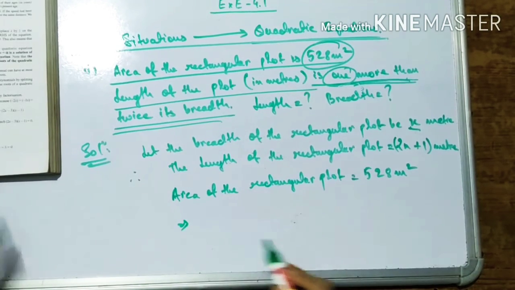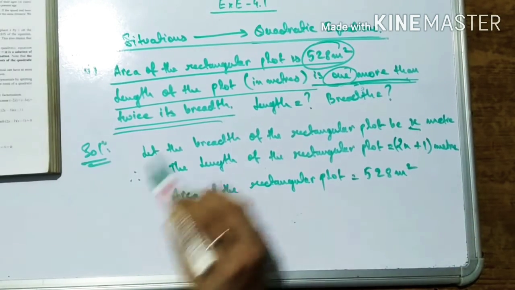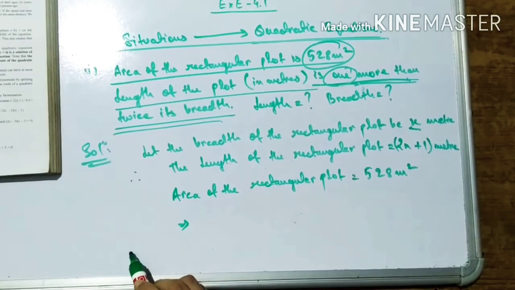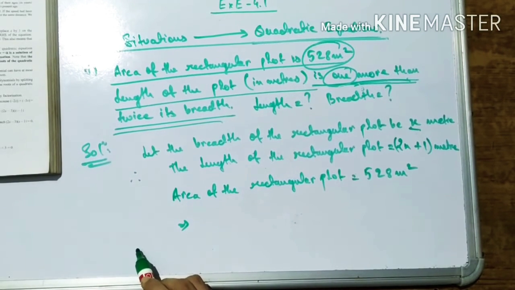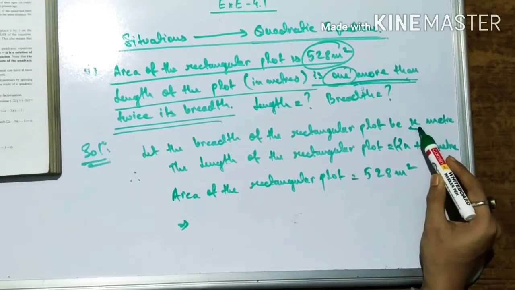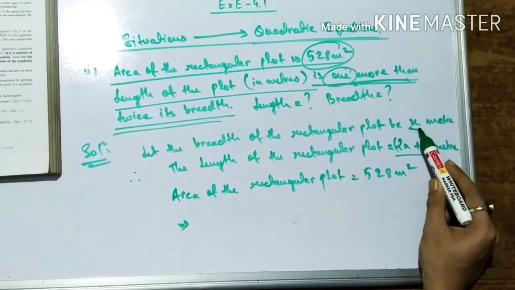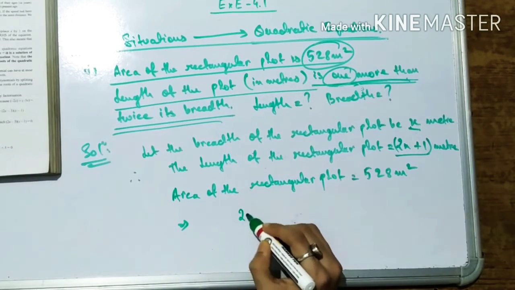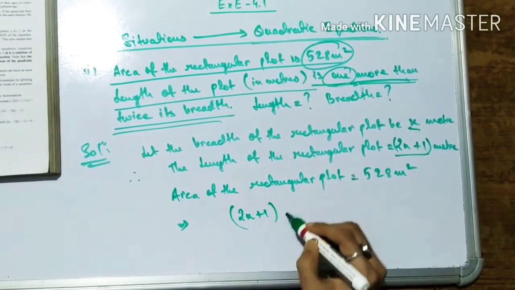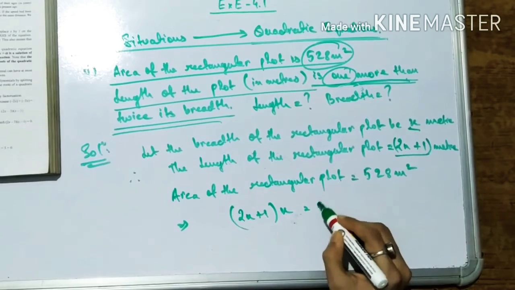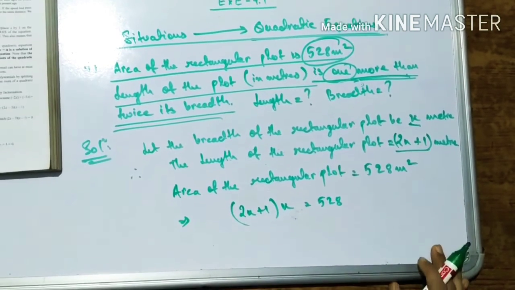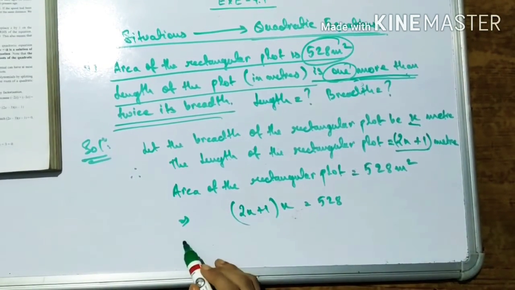What is the formula to find the area of a rectangle? It is length into breadth. Yes or no? Length is 2x plus 1, breadth is x. So 2x plus 1 into x is equal to 528 I will get.